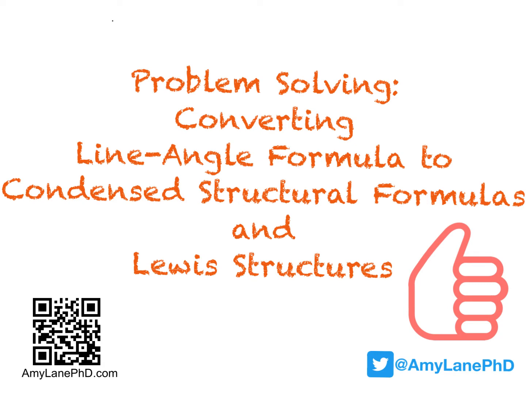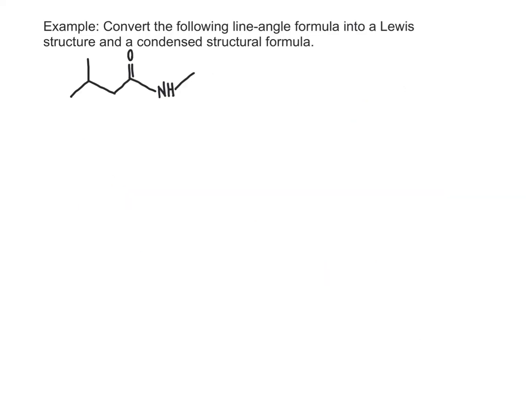So let's go ahead and dive into an example problem here. In this example problem, we are asked to convert the line angle formula that we see on our screen into a Lewis structure and a condensed structural formula. In my opinion, when converting line angle formulas into Lewis structures or condensed structural formulas, it doesn't matter which of those two you work on first, Lewis structure or condensed structural formula. The techniques that we will learn here are similar for both.